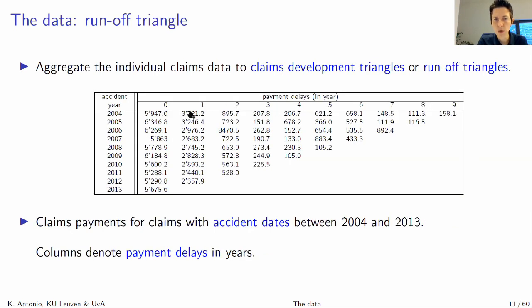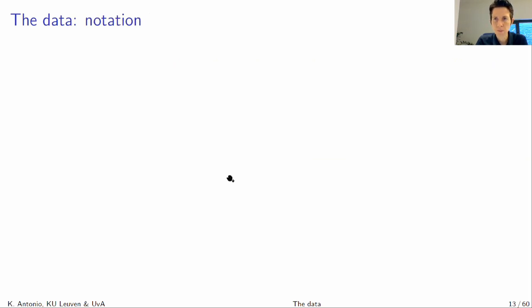We call the previous display an incremental triangle, because here I'm really looking at the amount that I paid in a specific development year for claims that happened in a given accident year. So what we're going to do now is introduce some more mathematical notation for these kinds of triangles, such that we have some stochastic variables available that we can build models for. So here we go.